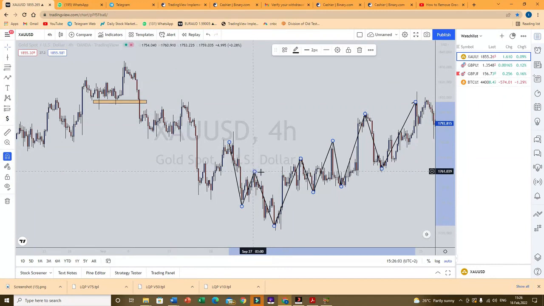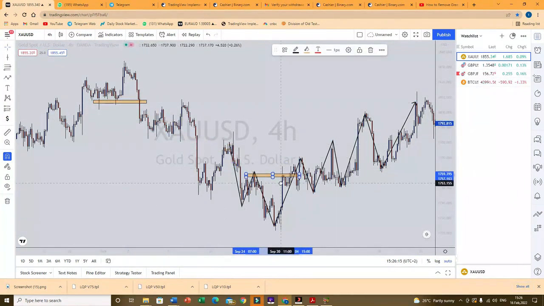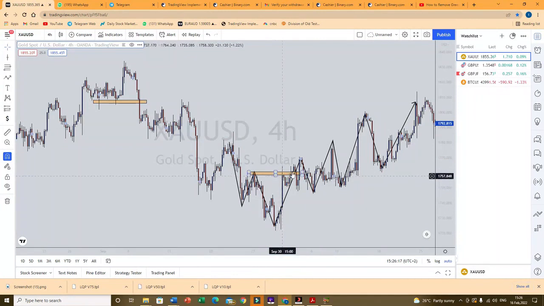So the moment we break this lower high, now we know that we have a reversal, right? We know that we now have a reversal the moment we see this BMS, and we start taking buy trades from these higher lows, higher lows, higher lows. We are taking buy trades only. So this is trend violation.